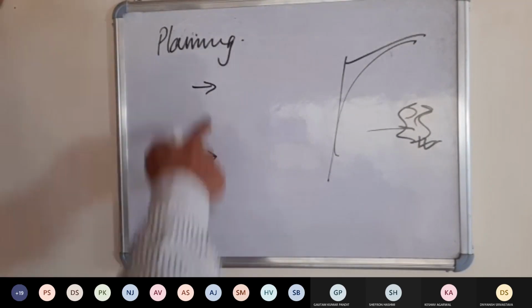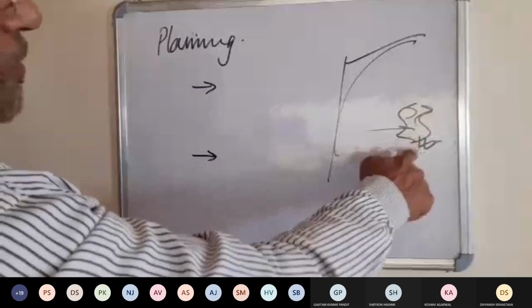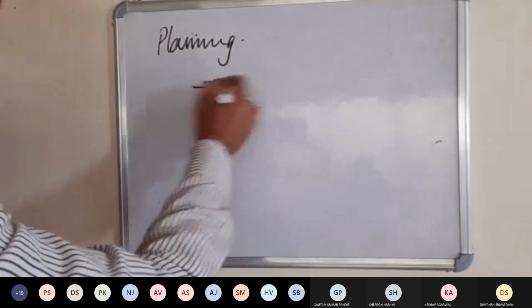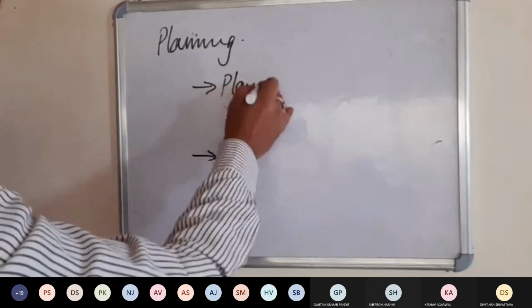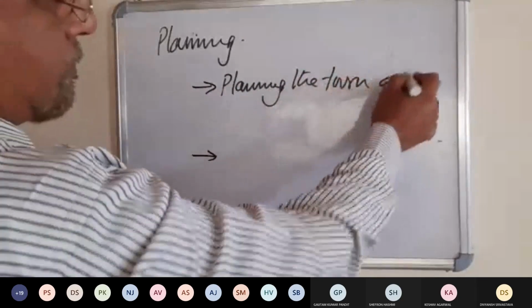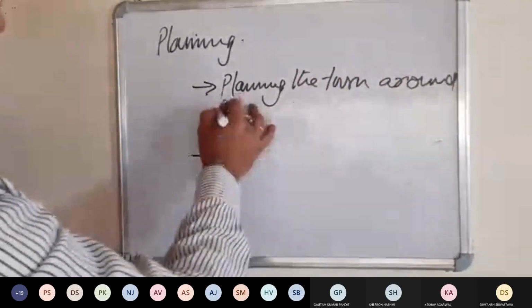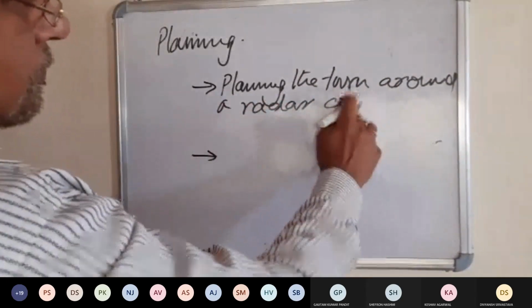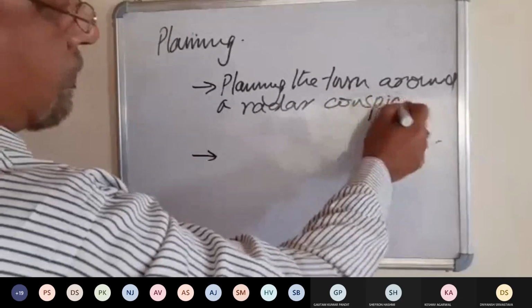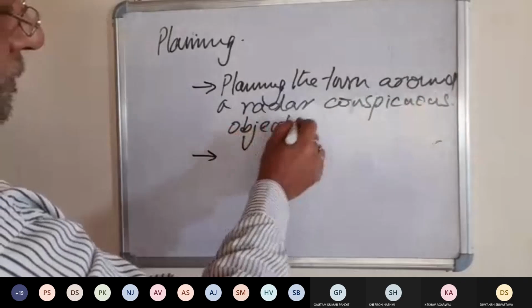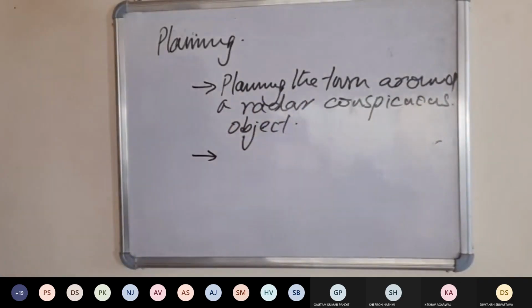So first condition of planning will be when you can see a radar object. So the first one is planning the turn around a radar conspicuous object, something that you can see on the radar. Conspicuous means visible.